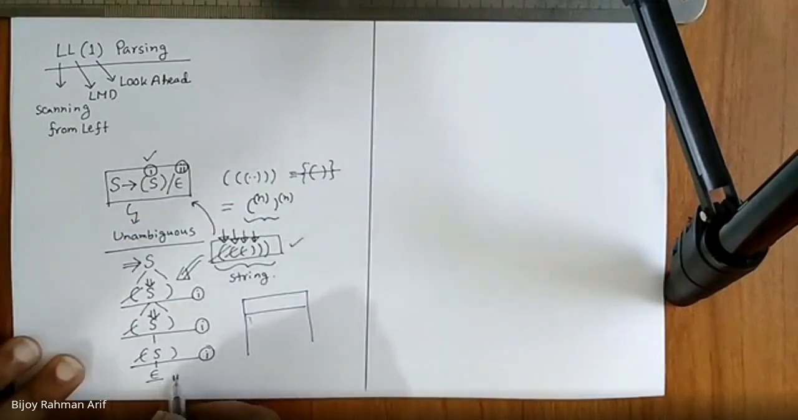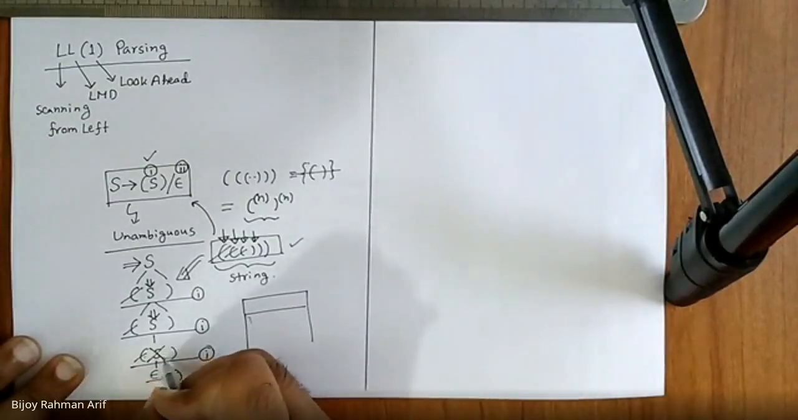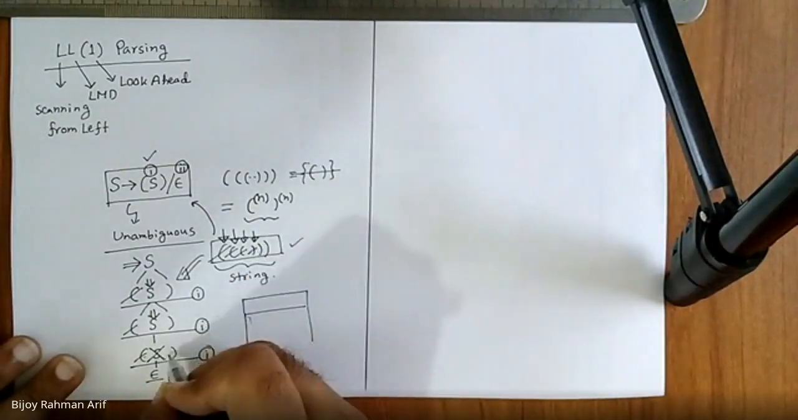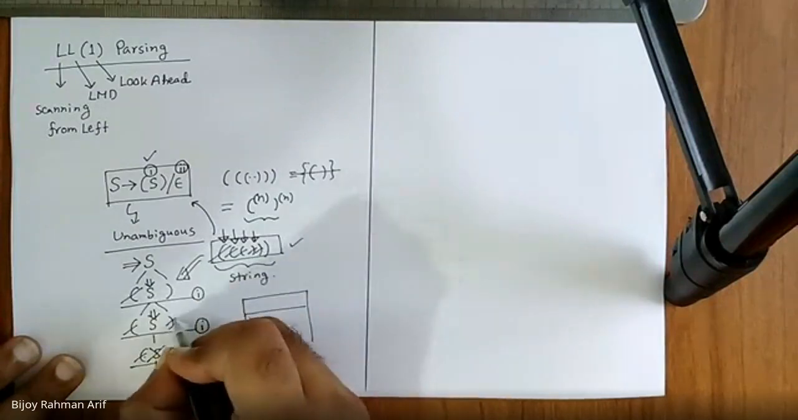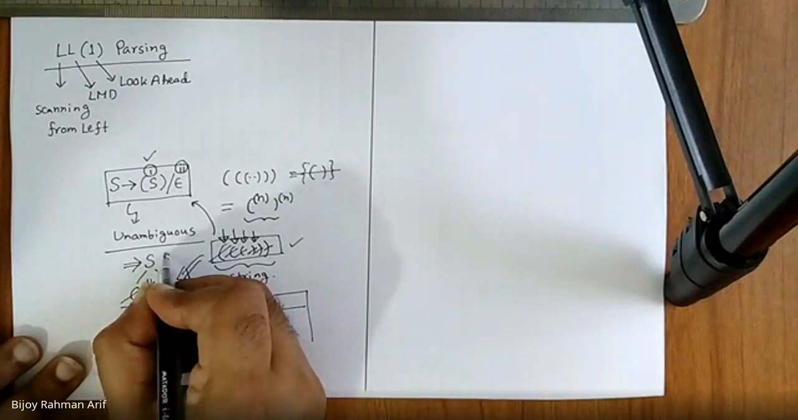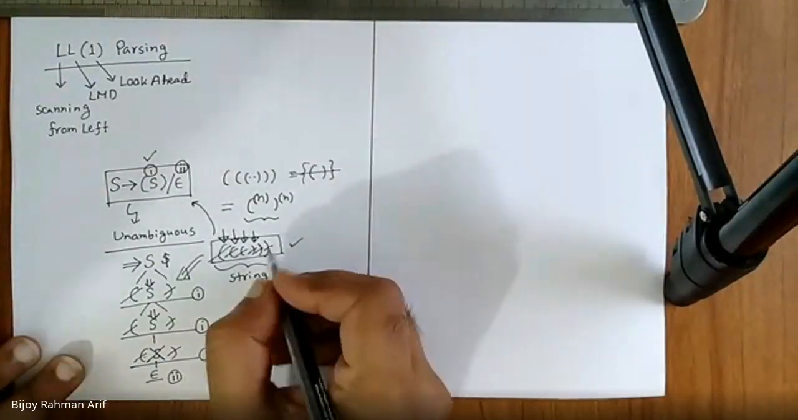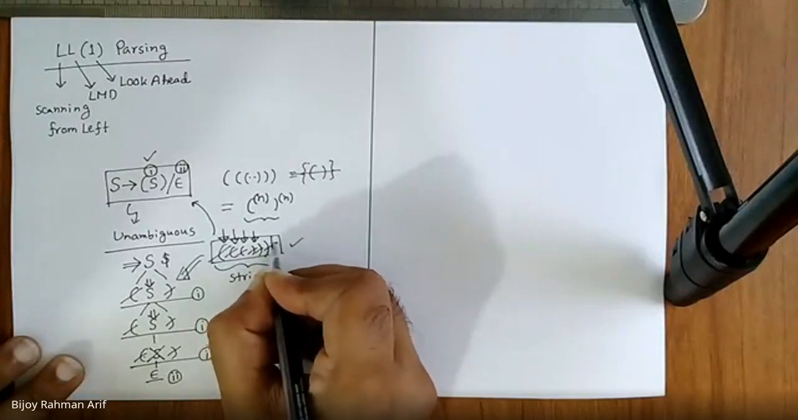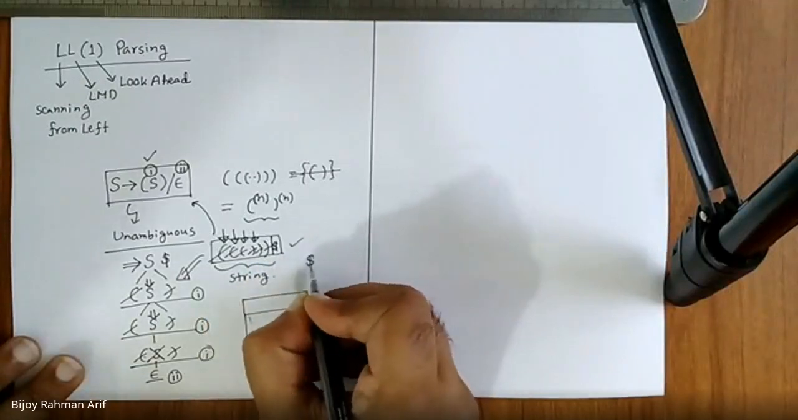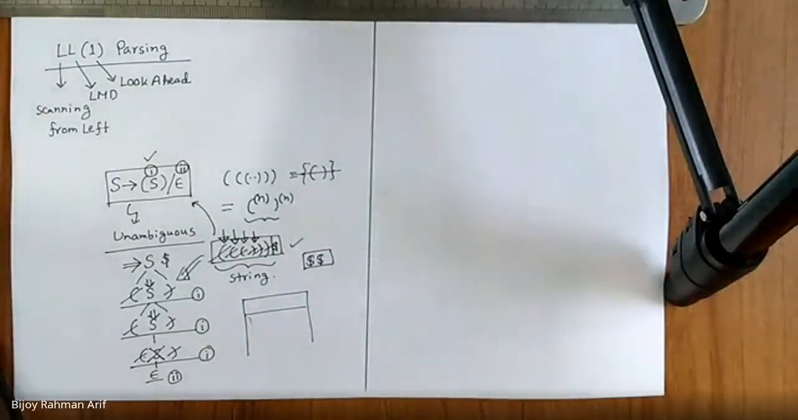So I use rule number 2, and this one becomes epsilon, that means this one is vanished. Then this one and this one match, this one and this one match, this one and this one match, and I know that at the end of the start symbol there is a dollar, and at the end of the string there is a dollar, so the dollar matches, and we get the acceptance. Is the process clear to you? So this is the parsing process. Do you have any question you can ask?